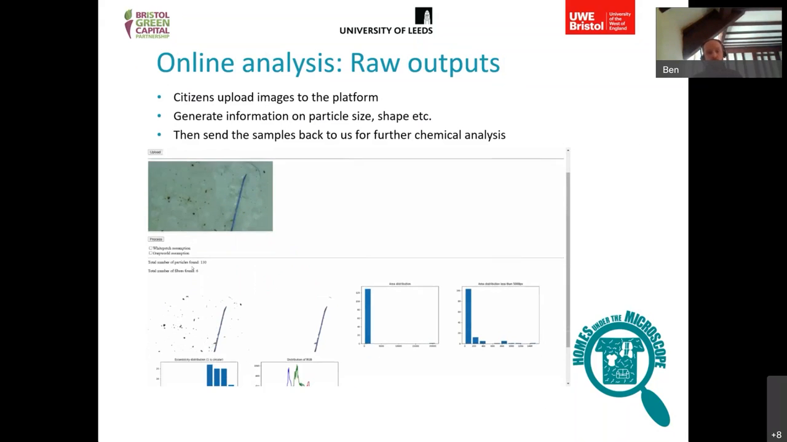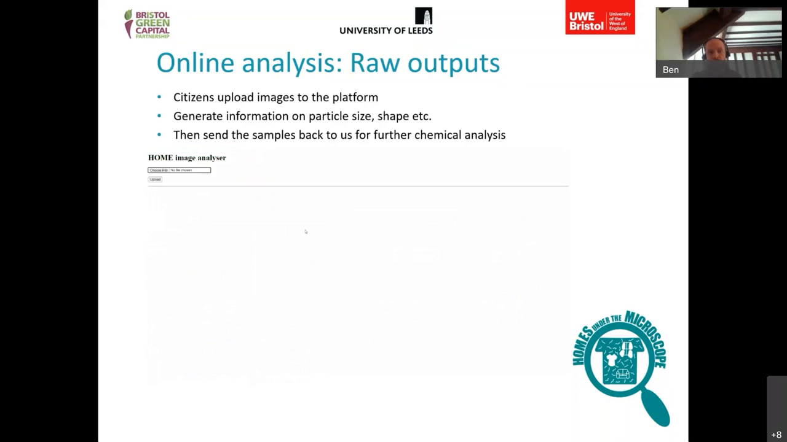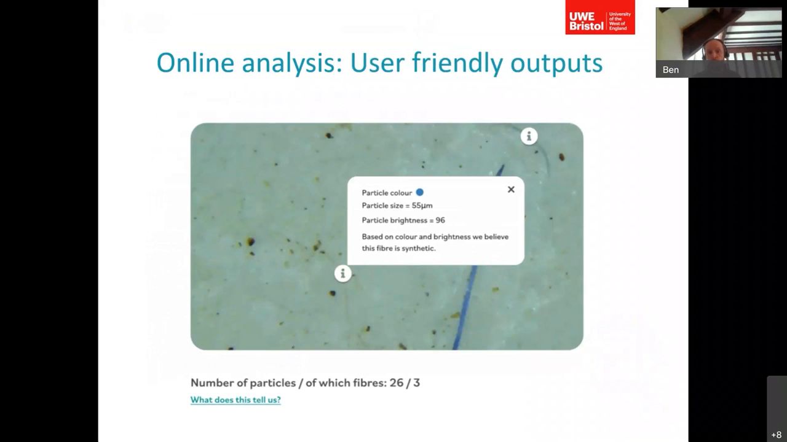Now, the first thing you can see here is that that data looks quite complex from a citizen's perspective. How do they interpret that if they're not from a research background, a particle background, or a science background? Well, what we have tried to do is to make it a little bit easier for people. So when they upload their picture and it gets processed, they have information like this instead. So it's around particle color, particle size, maybe some particle brightness information, the number of particles, of which there are fibers, for example, so to make it much more digestible when you have that fleeting engagement with your data.